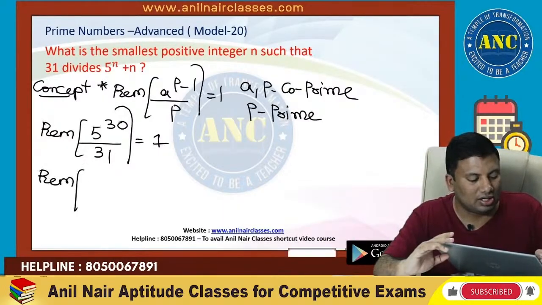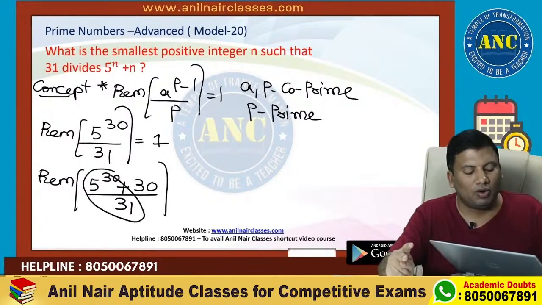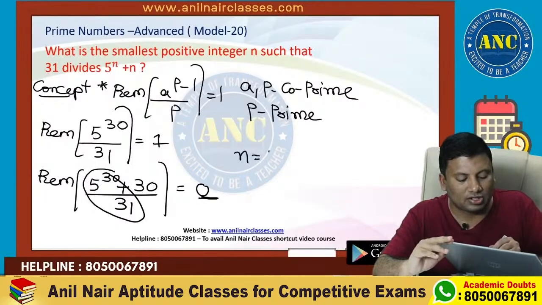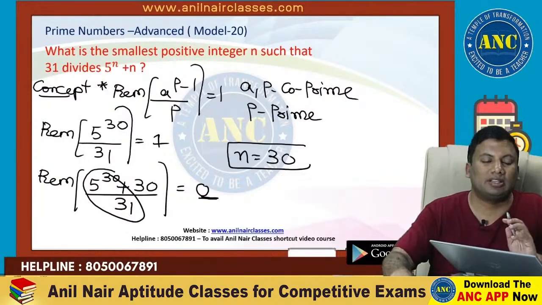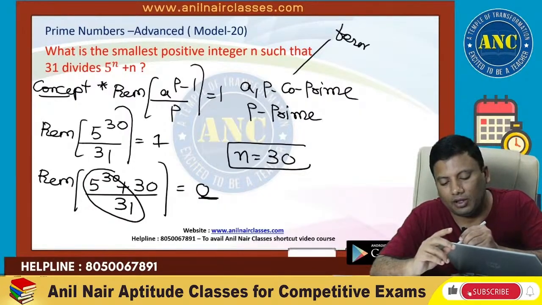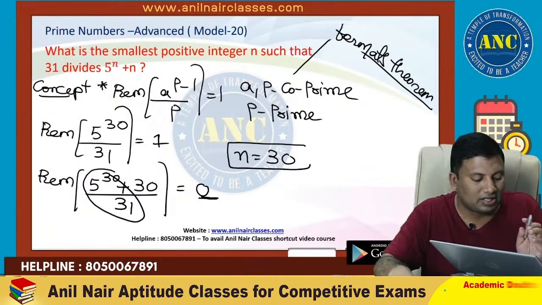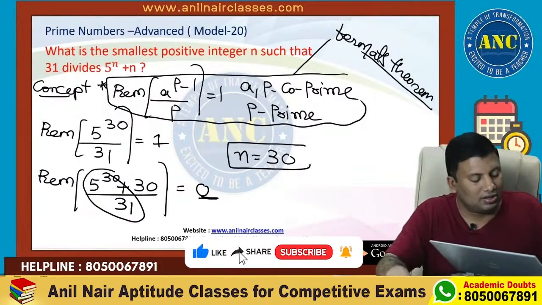Now the question is 5 power 30 plus n divided by 31. 5 power 30 by 31 leaves 1, so 1 plus 30 is 31, perfectly divisible. So the n value has to be 30. According to Fermat's theorem, 5 power 30 divided by 31 is 1, so 1 plus n is 31, n equivalent to 30. This is the learning from this problem.